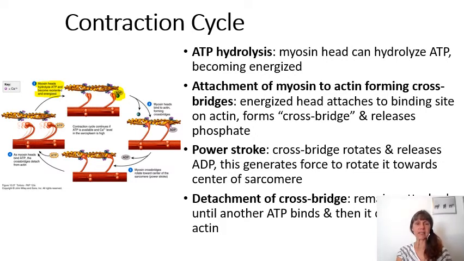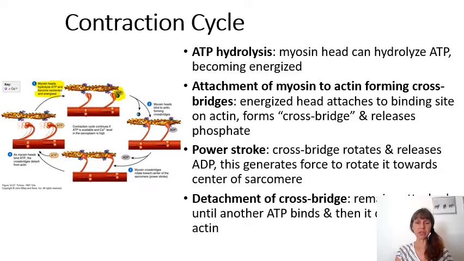Once the myosin binding sites on actin are revealed, which happens when calcium is released, which binds to troponin, which pulls tropomyosin off of those sites, the myosin head can now bind to that myosin binding site on actin, forming what's known as a cross bridge.